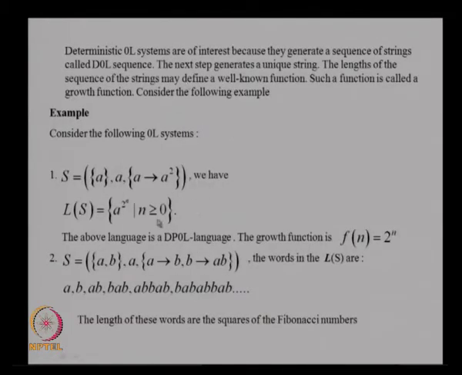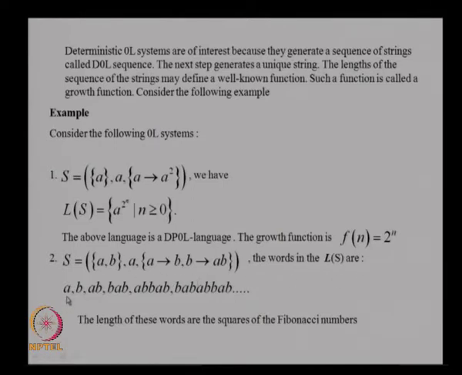Some of these rules are like this. Consider this system, it is a deterministic system. Now, we will consider only deterministic systems where you have only one rule for each symbol. You have A goes to A squared, then at the nth step you get A power 2 power n. The length of the string is given by 2 power n, and this is called the growth function in this case.